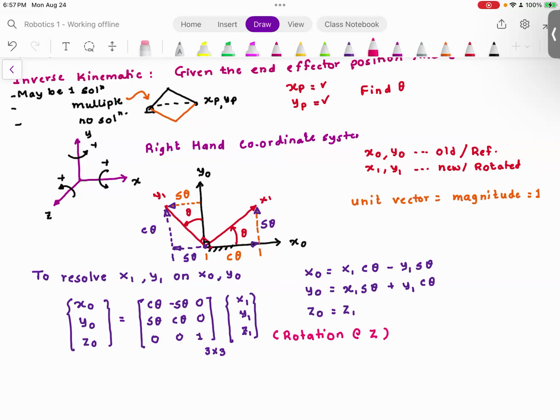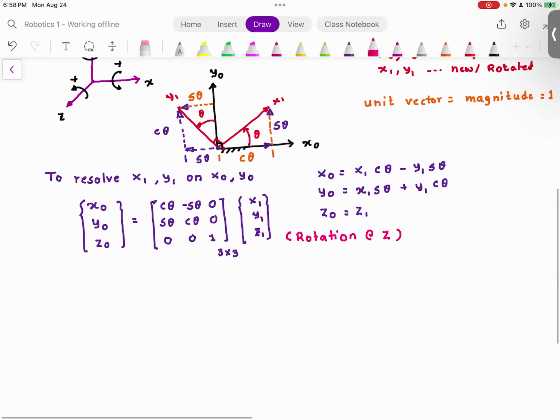So I'm spending so much time on these rotation matrices because these should be absolutely clear. This is the fundamental building block of forward kinematics. Any question on this rotation matrix? Everyone understood? If I ask you to derive the rotation matrix, you will be able to derive. Now I will tell you a short trick.